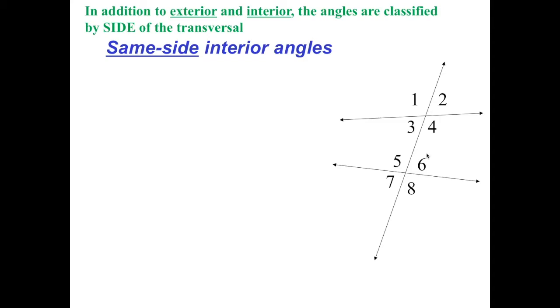Same side interior angles. So same side angles here. 6 and 2 are not same side interior angles. In fact, they're not even same side exterior angles because 6 is not an exterior angle. 4 and 6 are both. So the interior angles are these 4. If we're just talking about the interior angles, then 4 and 6 would be same side interior angles. 3 and 5 would be same side interior angles.